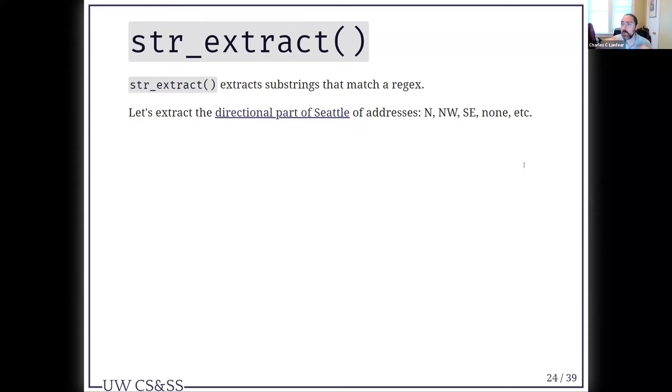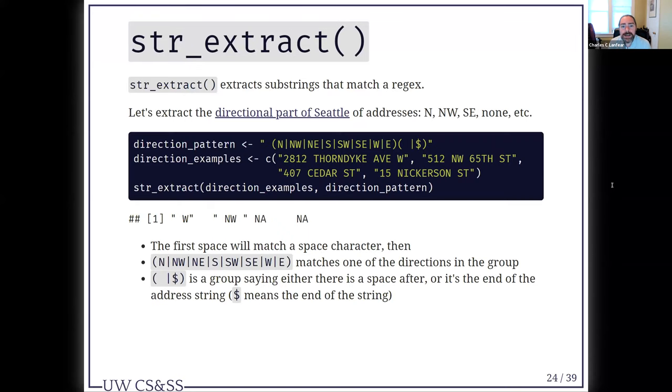So we might want to figure out where all the restaurants are in Seattle based on the directionals. Here's a way to do that. I'm going to walk through this pattern in a bit. This is a big, kind of messy looking regular expression. But the idea is, let's say we have example text like this: 2812 Thorndike Avenue West, 512 Northwest 65th Street, 407 Cedar Street, 15 Nickerson Street.